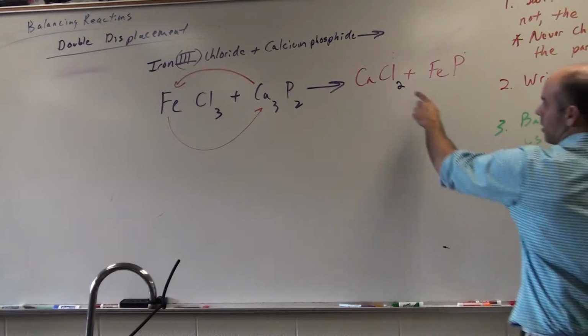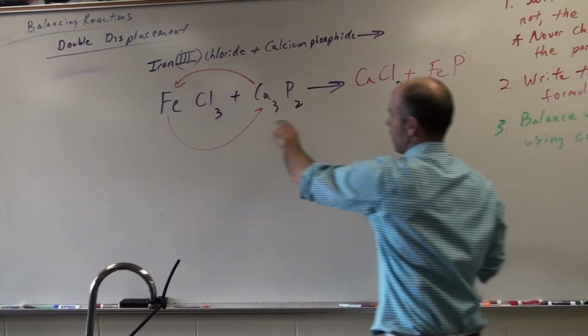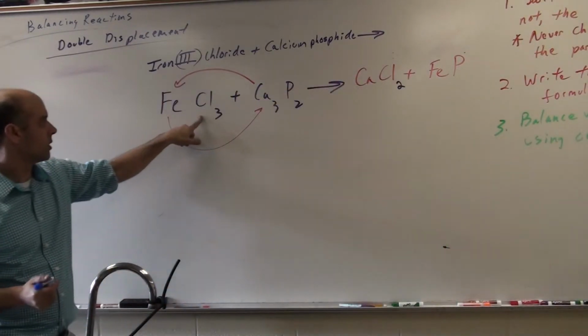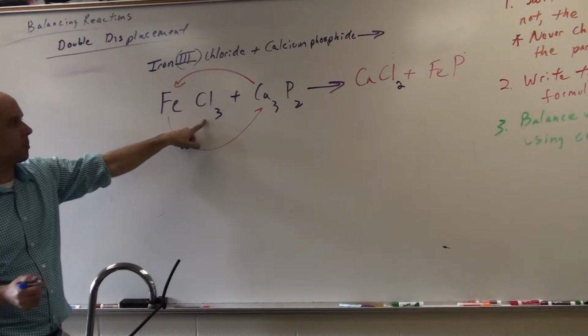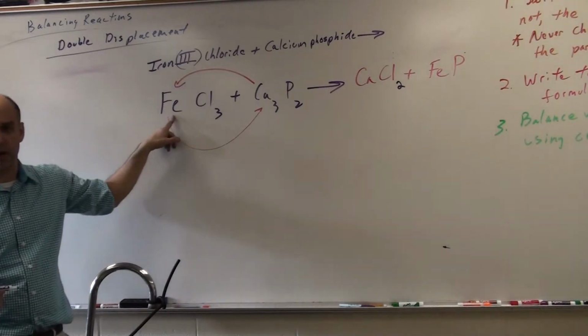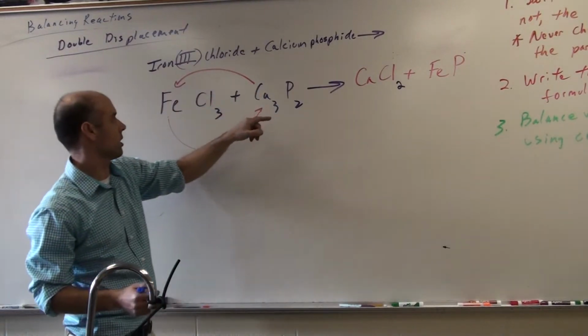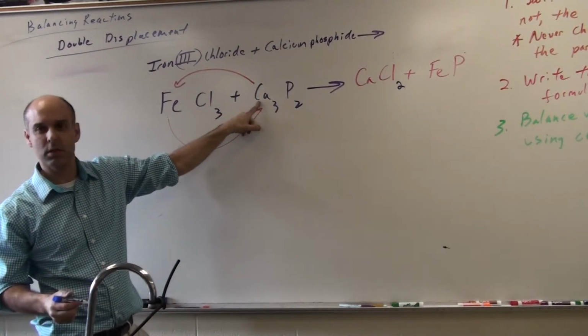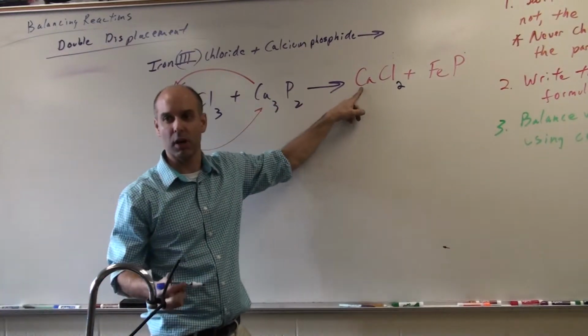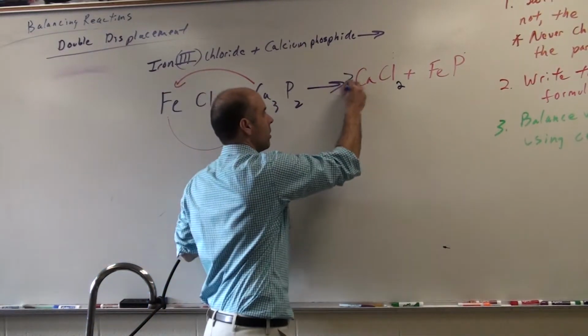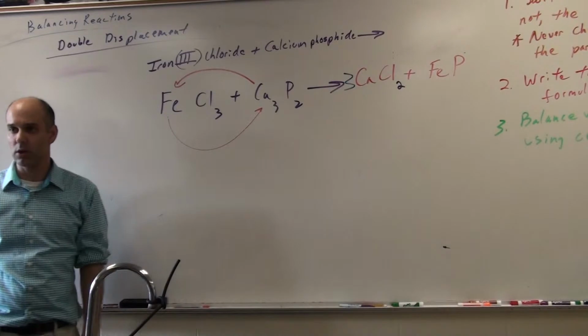So I've got 2 here and 3 here. That's tough, so I'm not going to do that one. I'm going to start with my iron. 1 iron, 1 iron. Phew, that's easier. 3 calciums. How many do I have over here? 1, so I need a 3. And that's why this is called guess and check.